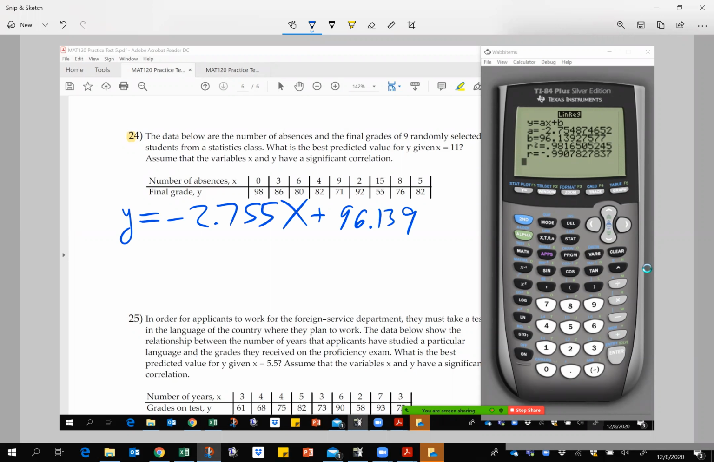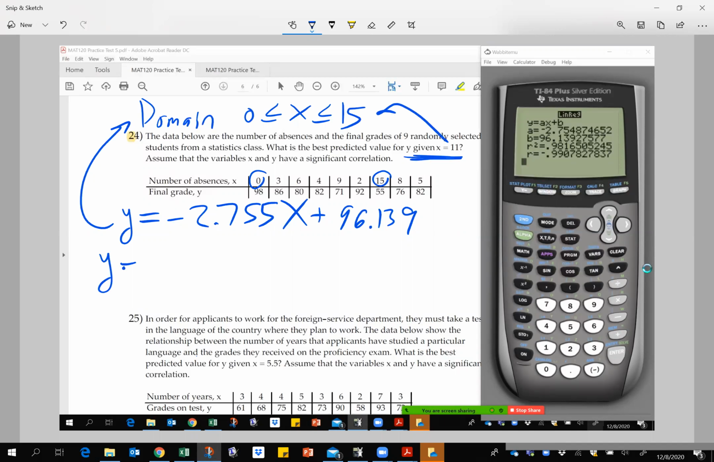Before I do any forecasting, let's just do a quick check of the domain. For the domain, you're just looking at the smallest x to the largest x. Here, the x values range from 0 to 15. So this regression equation, the one that we just computed, we would be allowed to plug in any value of x that falls between 0 and 15. Because of that, x equals 11 is inside, so we can forecast this.